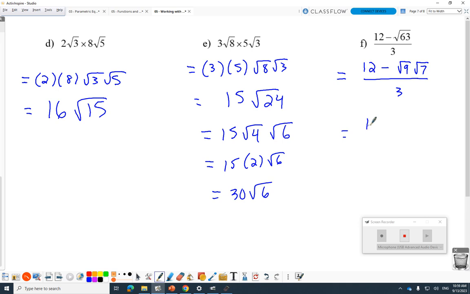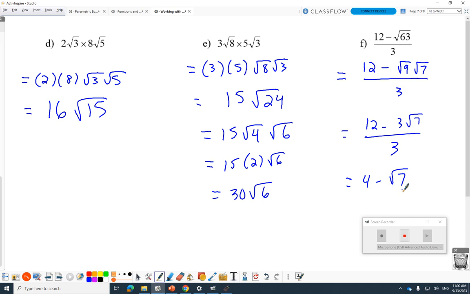You're unimpressed. But it is impressive because both of those things divide by 3. I can divide both those things by 3, and what I get is actually 4 minus root 7. I did that fast on purpose. I'm hoping that if you have a question about what I just did there in the last step, you ask it because I'm not sure what to say about that situation.